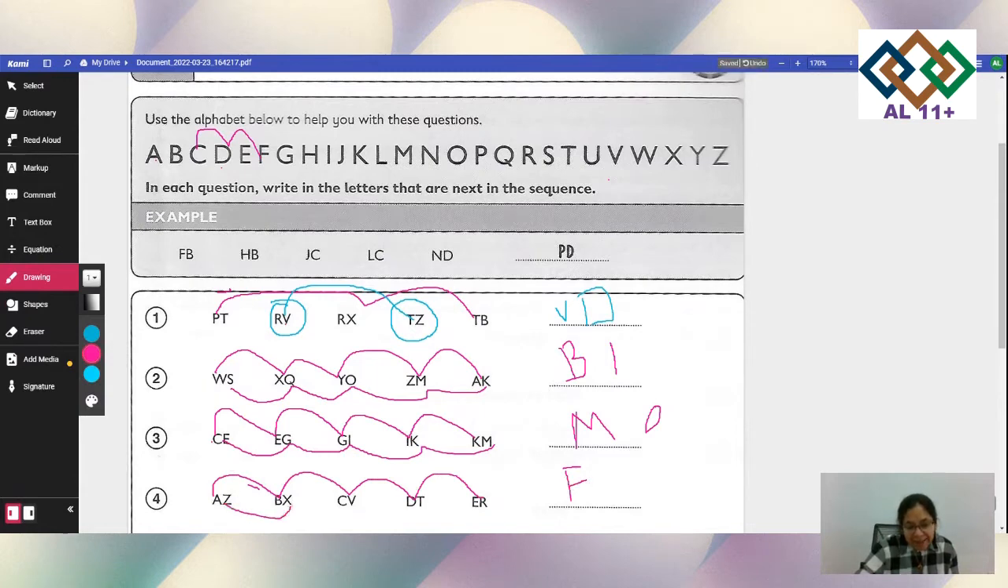Is Z to X, X to V, V to T, T to R. So Z to V is going 2 backwards. It's minus 2 in all of them. From R, if you go minus 2, what would you get? This is your R. You need to go minus 2 from here. So this is minus 1 and this is minus 2. So that would be a P.